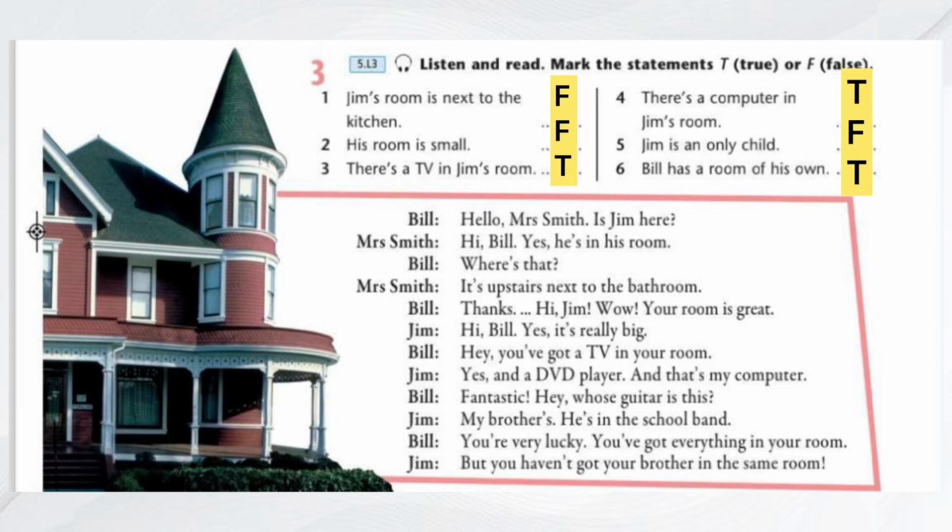Jim's room is next to the kitchen. His room is small. There is a TV in Jim's room. There is a computer in Jim's room. Jim is an only child. Bill has a room of his own.